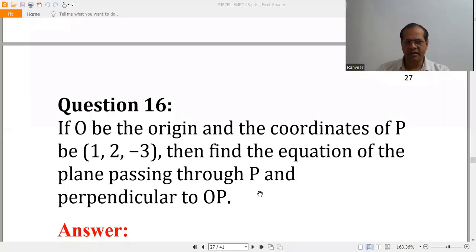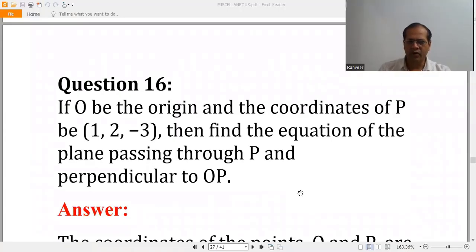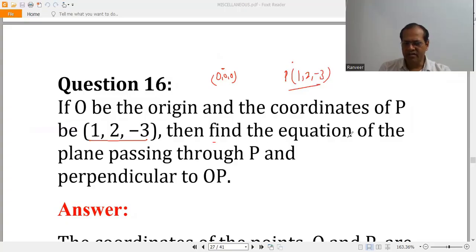Question number 16. Let O be the origin and the coordinates of P be 1, 2 and minus 3. So one point is given, the origin, that is 0, 0, 0, and another point is given, 1, 2 and minus 3. Find the equation of the plane passing through the point P. Suppose the plane is passing through the point P and the plane is perpendicular to OP.